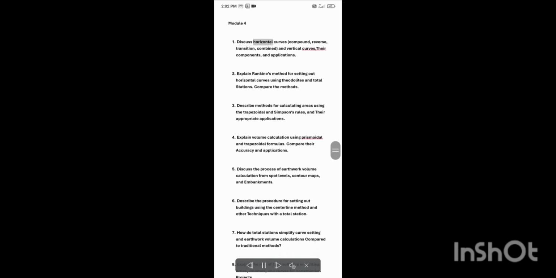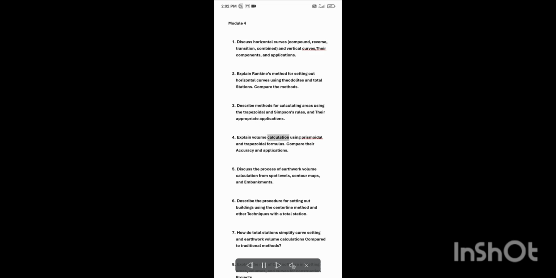Module 4. Discuss horizontal curves, compound, reverse, transition, combined, and vertical curves, their components, and applications. Explain Rankine's method for setting out horizontal curves using theodolites and total stations. Compare the methods. Describe methods for calculating areas using the trapezoidal and Simpson's rules, and their appropriate applications.